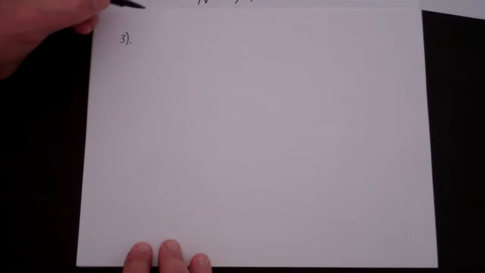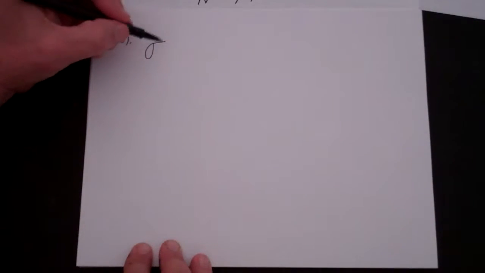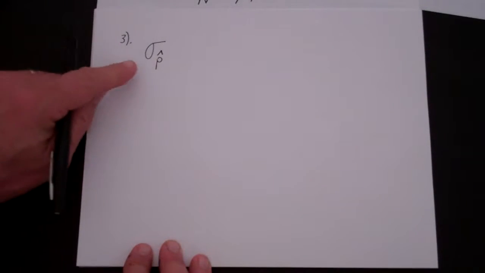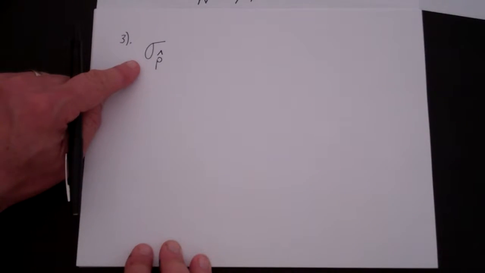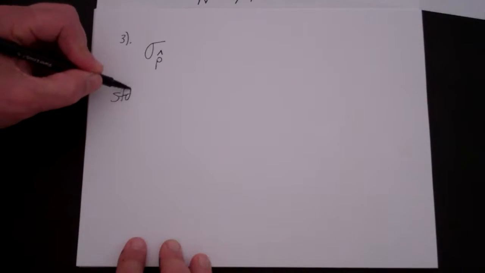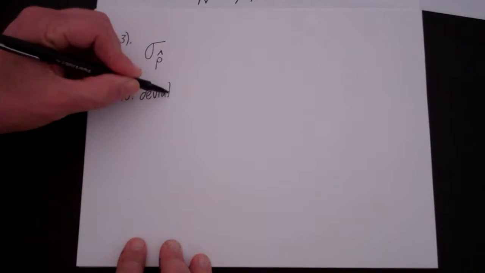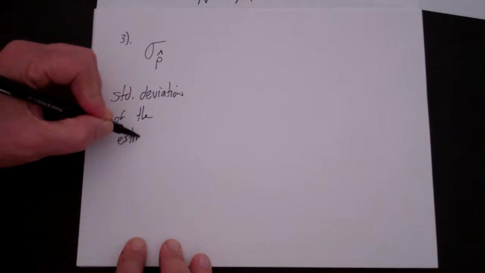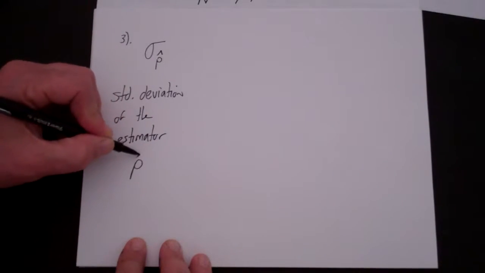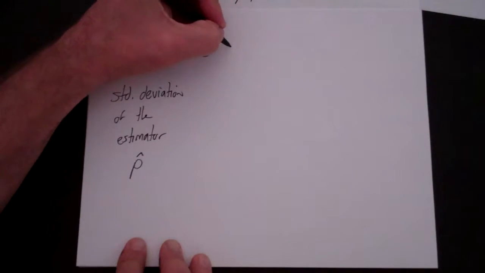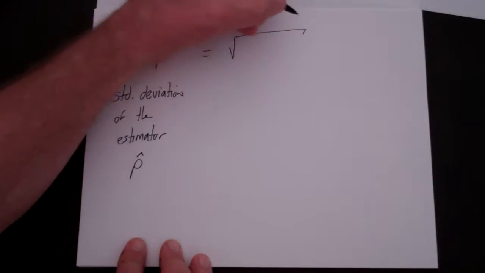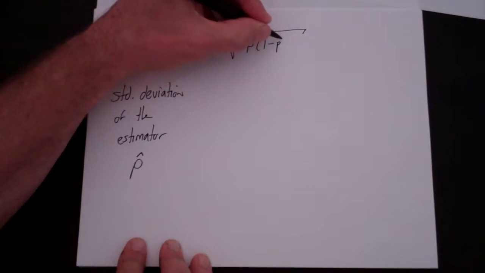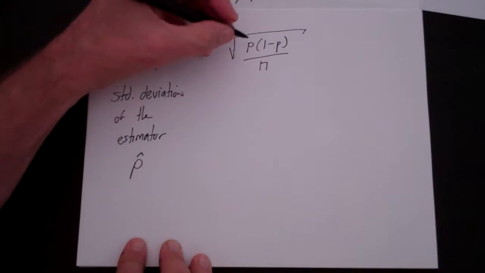Now, the third property is not so intuitive, but can be shown algebraically: sigma p-hat. Let's make sure we know what sigma p-hat is. That's the standard deviation of the estimator. Remember, that's a process. Sigma p-hat is going to equal the square root of p times 1 minus p over the sample size n.